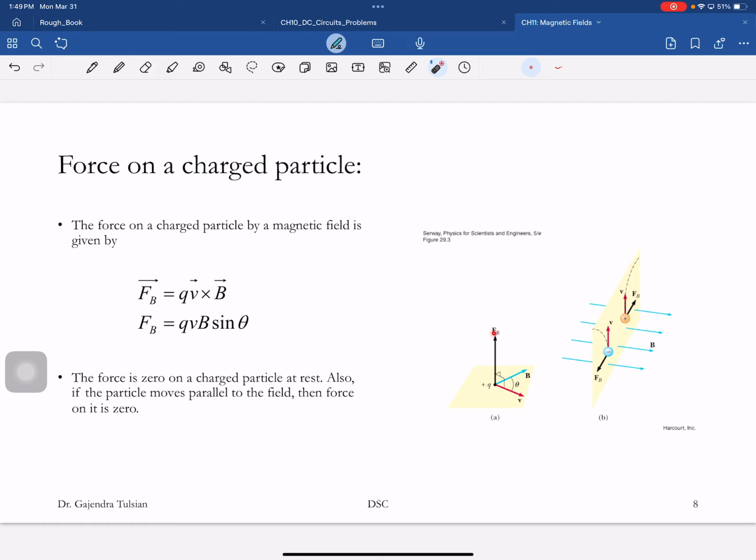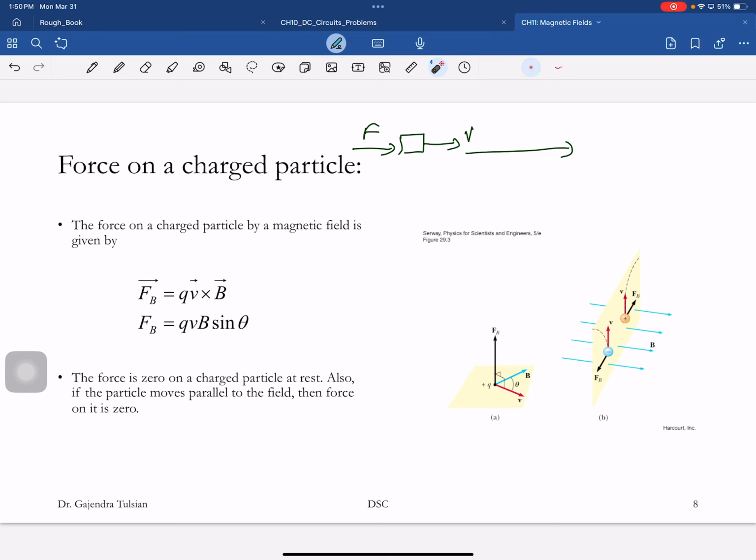So the force is always perpendicular to the direction of motion. See, it turns out that if you want to speed up an object, let's say this is a car moving in this direction. If you want to speed it up, what do you have to do? You have to push in the same direction as the motion, or you need to have a force in the direction of the motion.